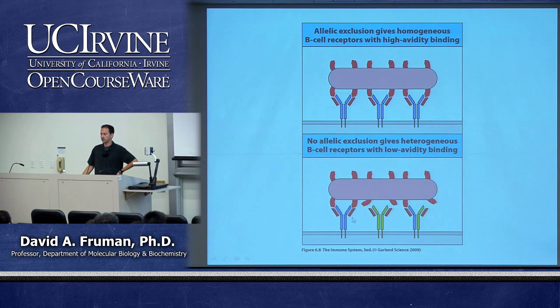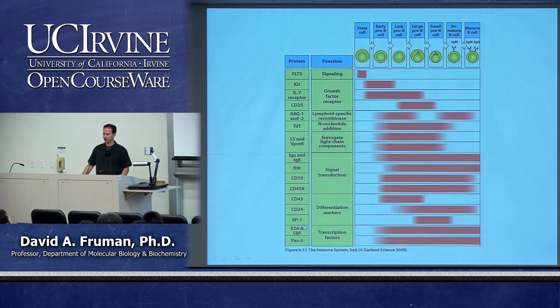So it's important that each B cell has just one heavy chain and one light chain to increase the avidity of binding when you do encounter an antigen. So then the question is, how does this work? How does allelic exclusion work? Now you can go to figure 6.12.